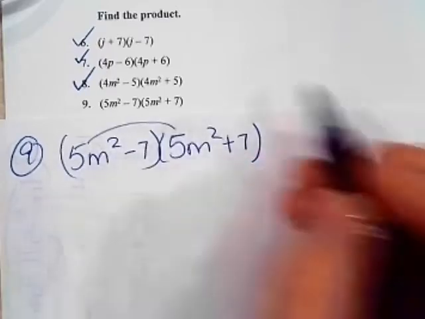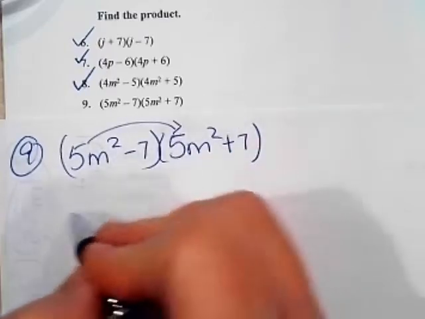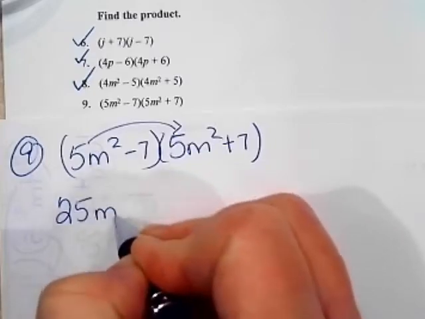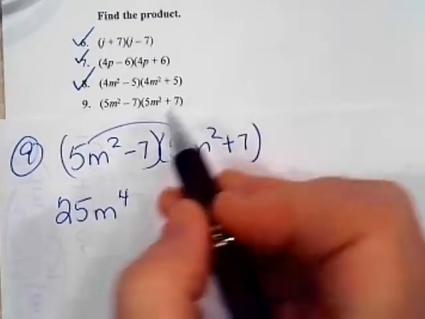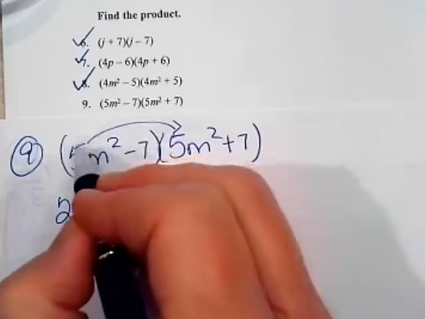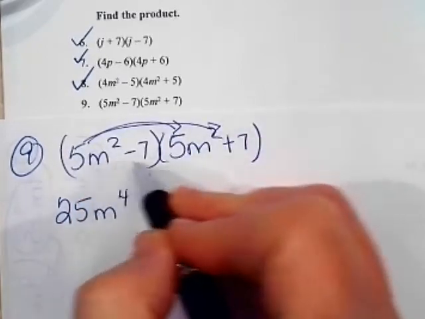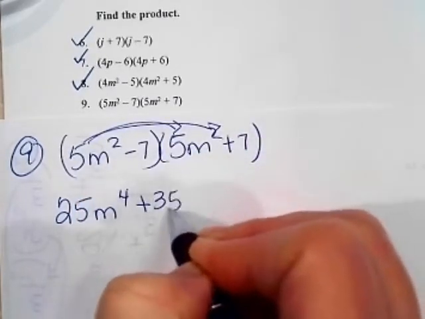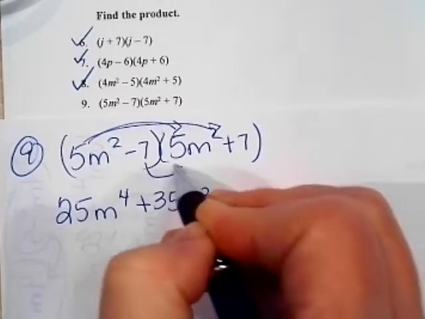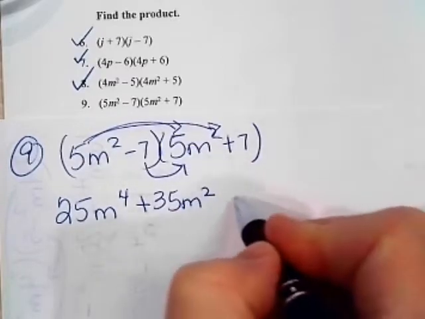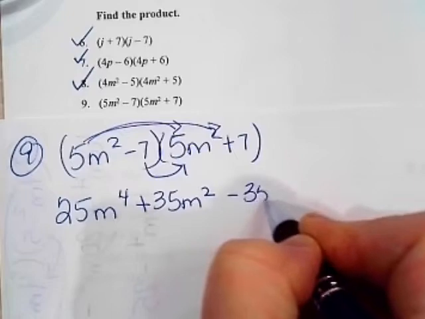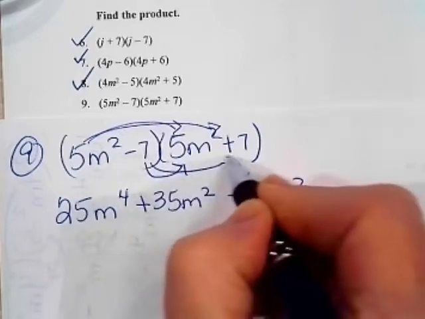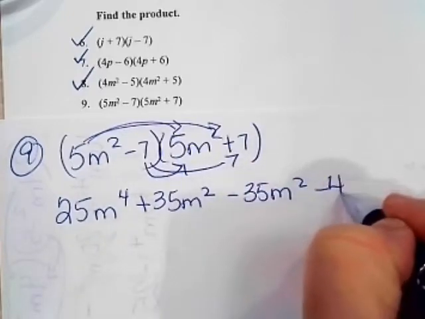And we're multiplying. 5 times 5 is 25. M squared times m squared is m to the 4th because you add those exponents together. 5m squared times 7 is 35m squared. Negative 7 times 5m squared is negative 35m squared. Negative 7 times 7 is negative 49.